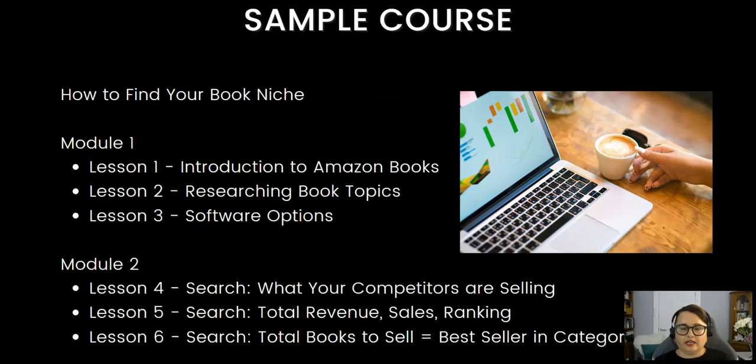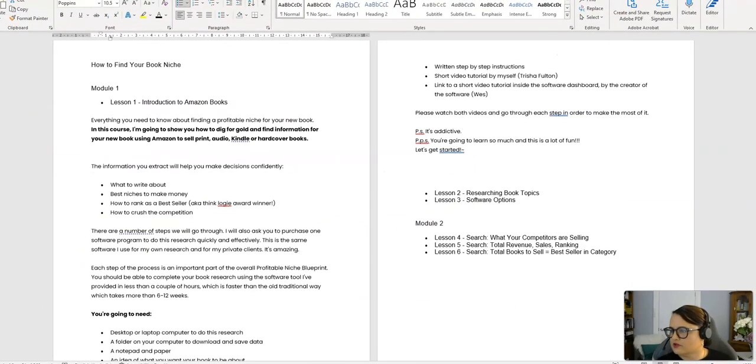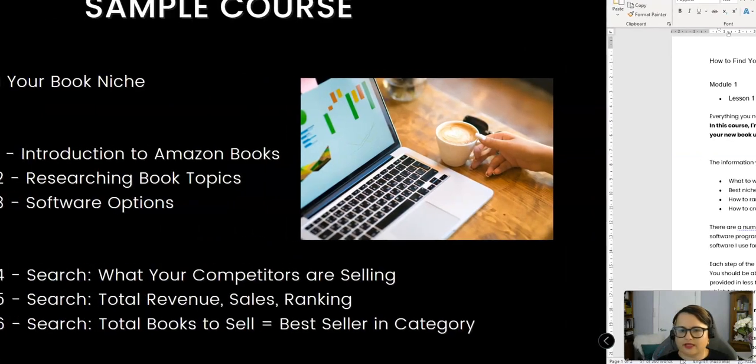I'm going to give you a walkthrough of putting together a short course right now. This short course is how to find your book niche. I've prepared some content on the other screen, which I'll quickly show you over here. And this is what I suggest you do: you have all your content in a Word document and you copy and paste it across.